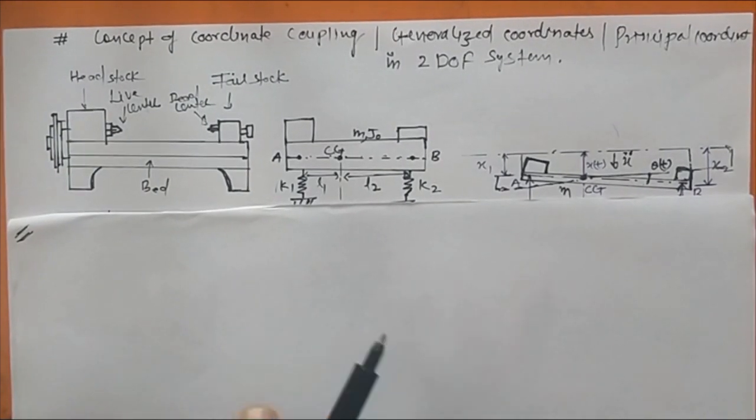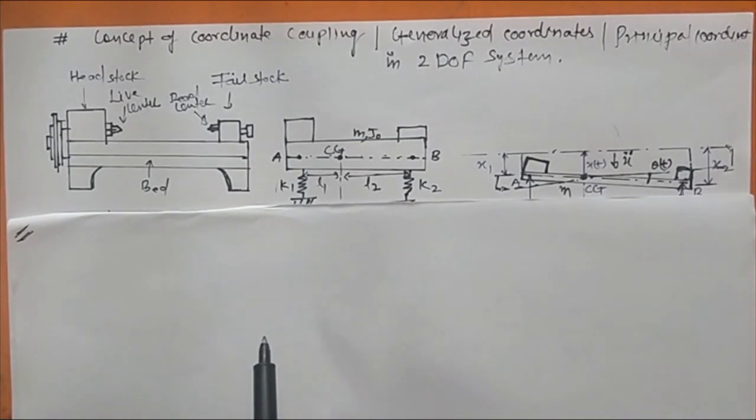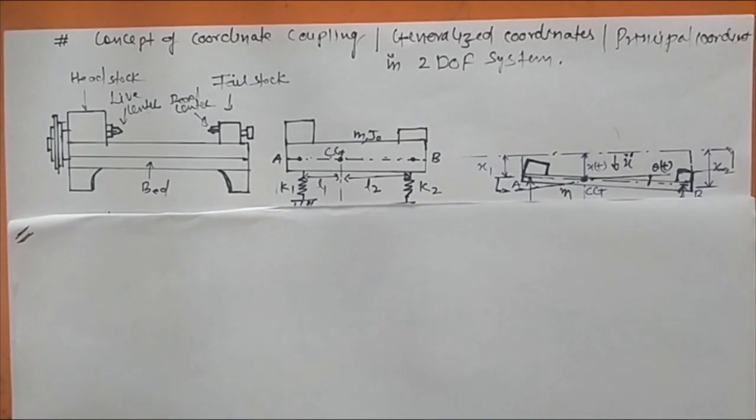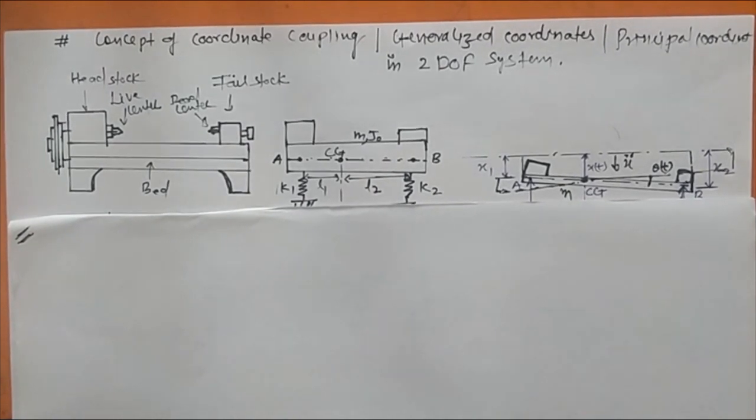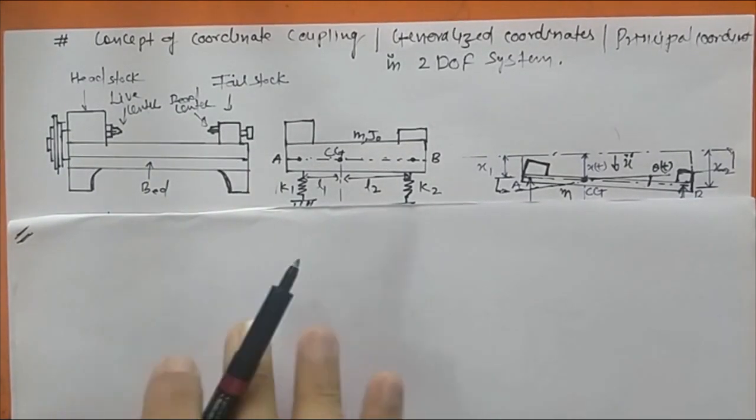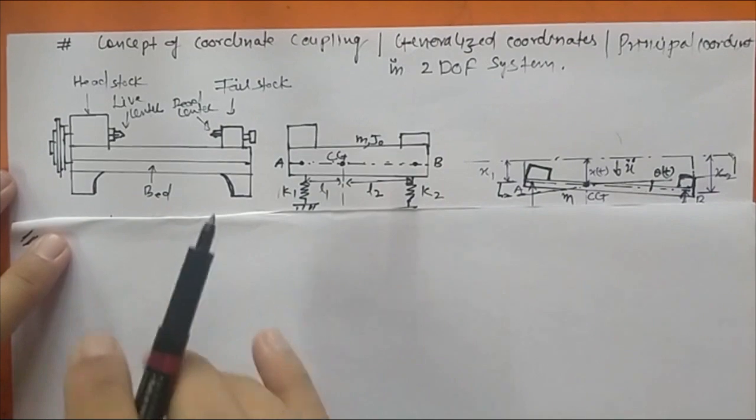If we take the example of 2 degrees of freedom system, it means we require 2 independent coordinates, meaning the first coordinate cannot be represented in the form of the second and the second cannot be represented in the form of the first, meaning both of the coordinates are independent of each other. So to understand the concept of coordinate coupling, we take an example of a lathe machine.